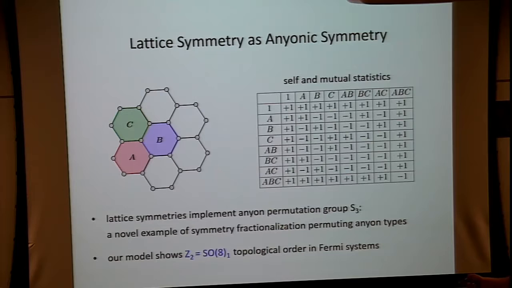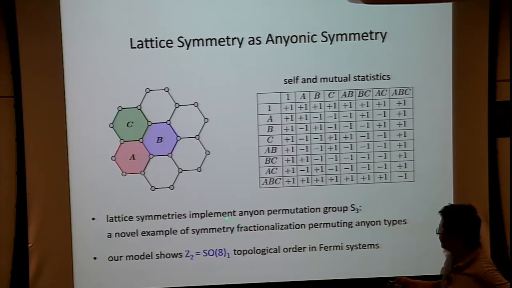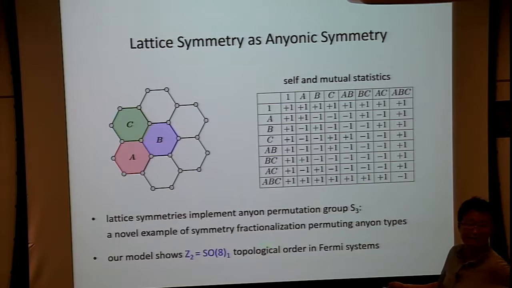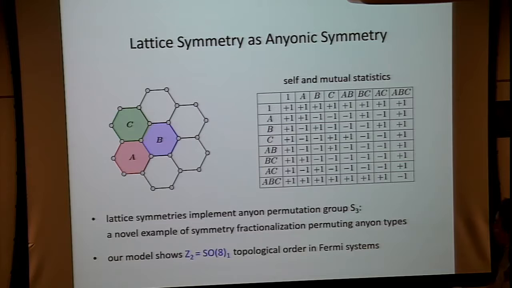A formal way of saying this is that lattice symmetry actually can permute different hexagons, and by doing that, it permutes the different types of anyons. So A, B, C are 3 types of anyons. For example, under translation symmetry along this direction, A is turned into B, and B turned into C, etc. So lattice symmetry acts as a non-trivial symmetry fractionalization pattern that you heard from Xie Chen probably in boson systems, and this shows that in this simple model, it's very explicitly present. And also, this symmetry fractionalization permutes anyon types.